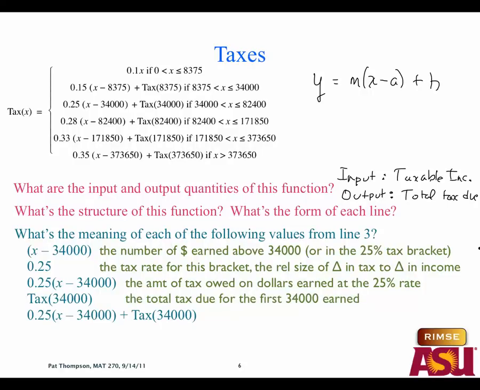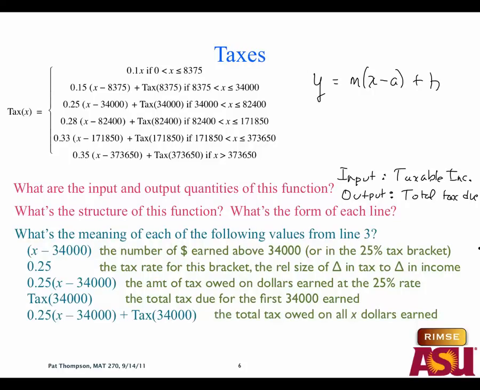That's the total tax due for the first 34,000 earned. So everything from before. What is this in terms of X and Y? Initial Y, starting value Y, or old Y, right? So then add it all together. You're adding together the tax due on the first 34,000 plus the additional amount of tax in this bracket. What does it equal? Your tax.